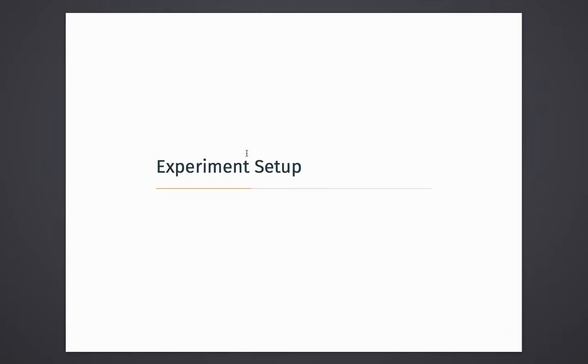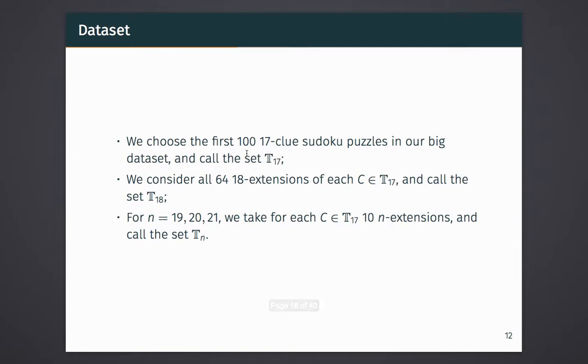So we can now set up our experiment. For the dataset, we choose the first 170 17-clue Sudoku puzzles in our big dataset as shown in the previous slide and call the set T17. And for the 18-clue Sudoku, we consider all the 18 extensions of each C in T17. For n is 19, 20, and 21, we take for each Sudoku in T17, 10 extensions of it.